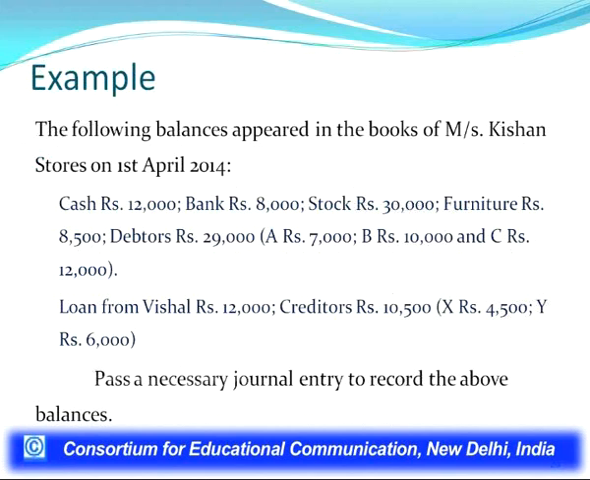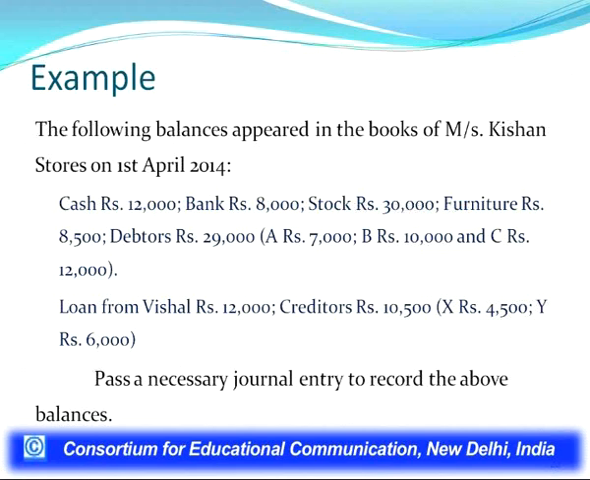The following balances appeared in the books of Messrs. Kishan Stores on 1st April 2014. Cash rupees 12,000, bank rupees 8,000, stock rupees 30,000, furniture rupees 8,500, debtors rupees 29,000. Debtors includes 3 persons, A 7,000, B 10,000 and C 12,000. Loan from Vishal rupees 12,000, creditors 10,500.